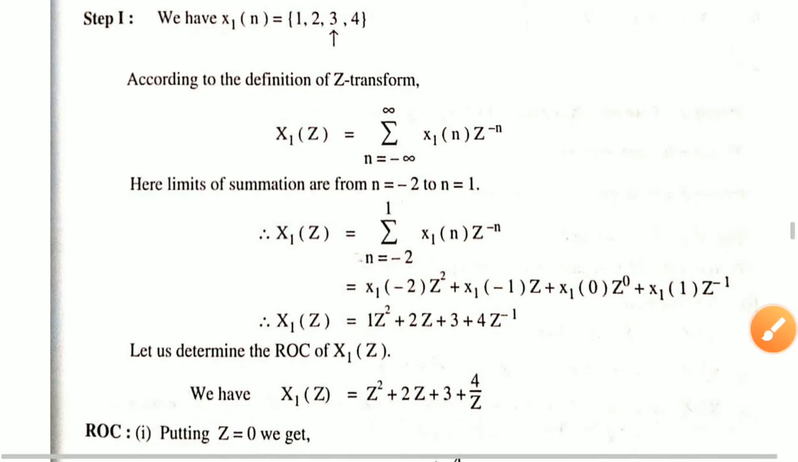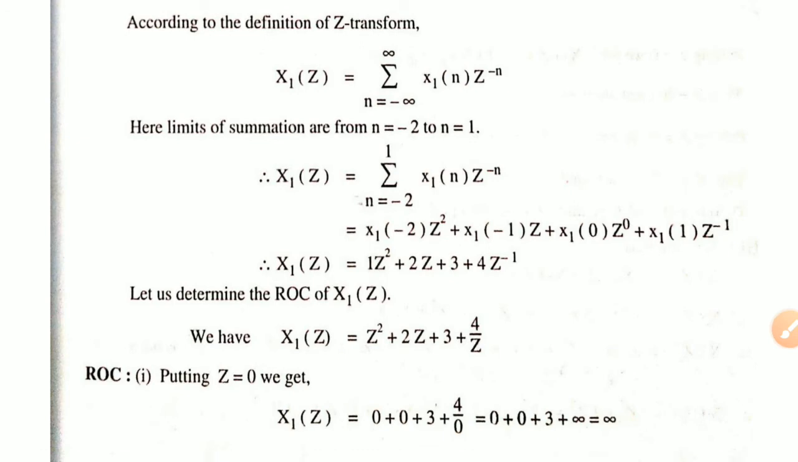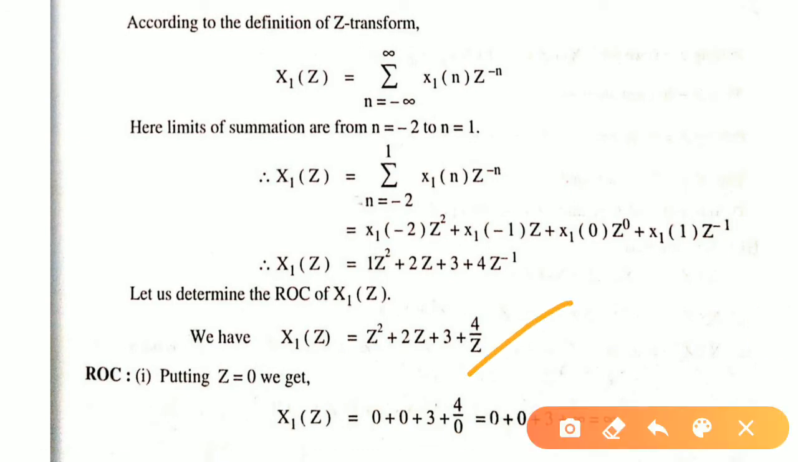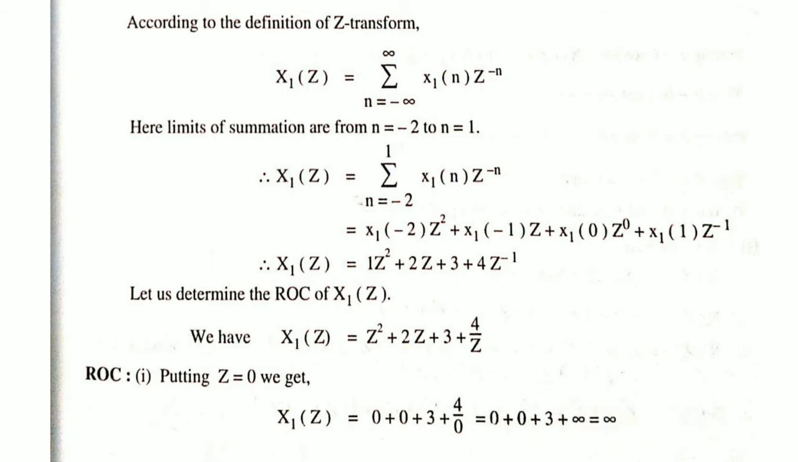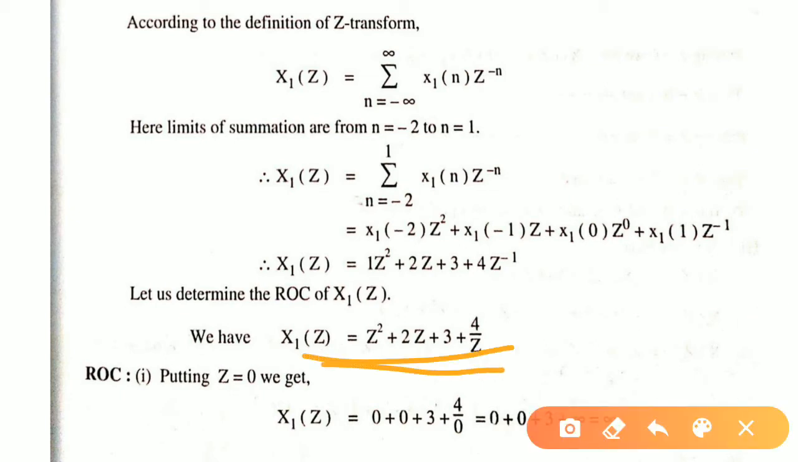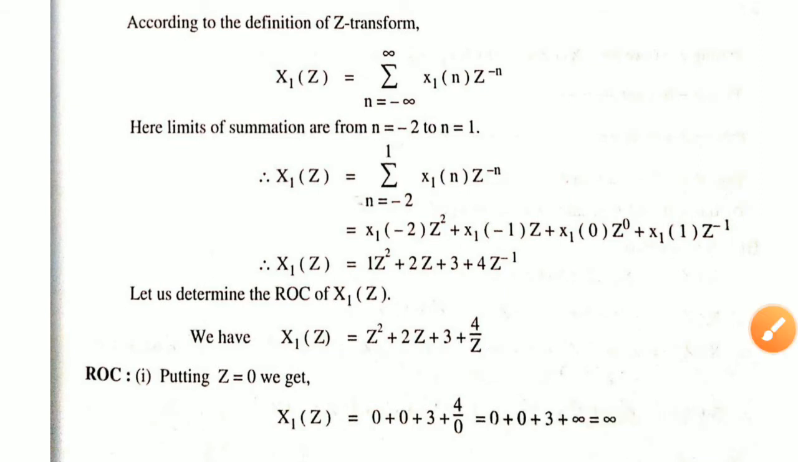The final equation becomes z square plus 2z plus 3, and this z raised to minus 1 goes to the denominator, so it becomes 4 upon z. So this is the z transform of the first sequence, which is denoted by x1 of z. Okay, so this is our first step.